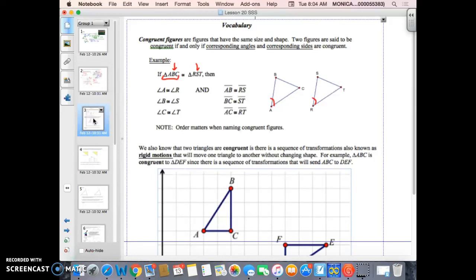Now I don't know that angle B is congruent to angle A. So I'm going to use a double arc here and a double arc here to mark up this picture. And then lastly, I see that C, so I have to use 3 arcs, is congruent to T. So I know those 3 angles are congruent.